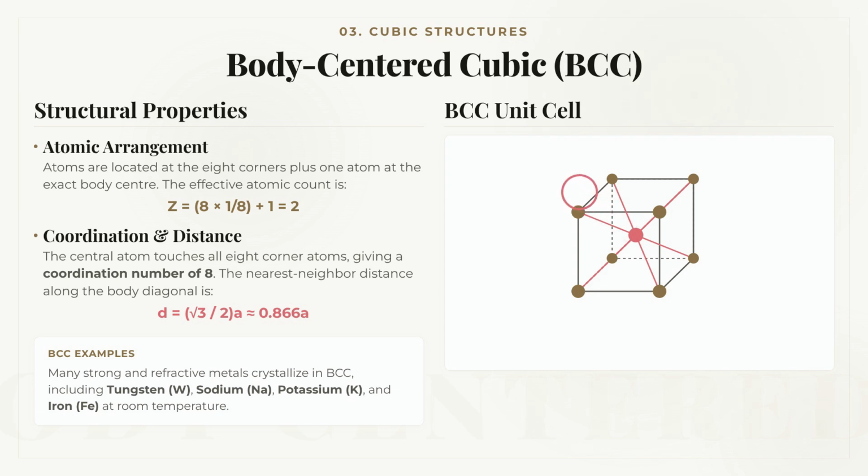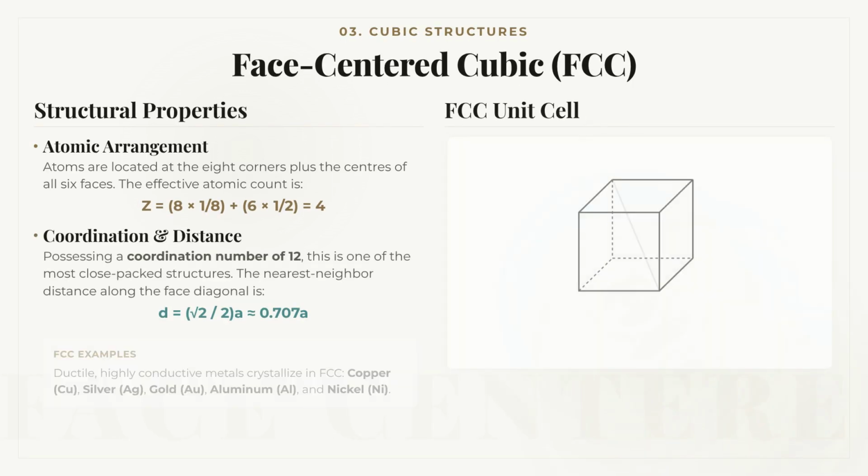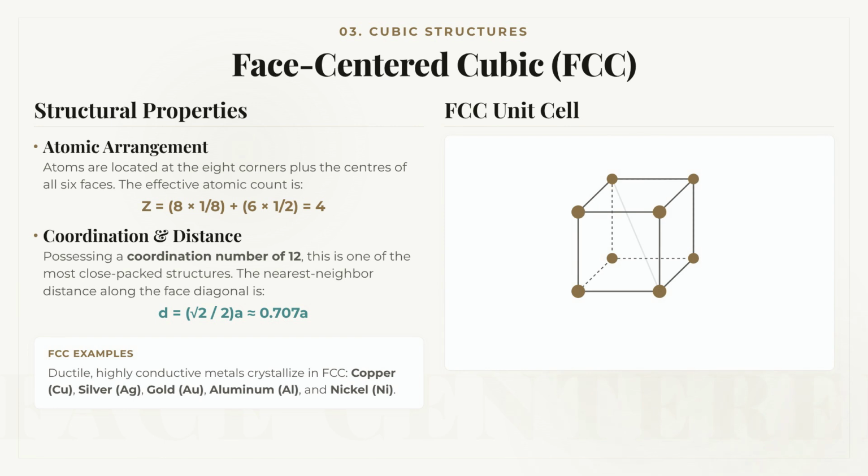The third and most densely packed cubic structure is the face-centered cubic structure, abbreviated as FCC. In the FCC structure, atoms are located at the 8 corners and at the centers of all 6 faces of the cube. The corner atoms together contribute 1 atom, while the 6 face-centered atoms contribute 3 atoms because each face atom is shared between 2 neighboring cells. Thus, the total number of atoms per unit cell is 4.